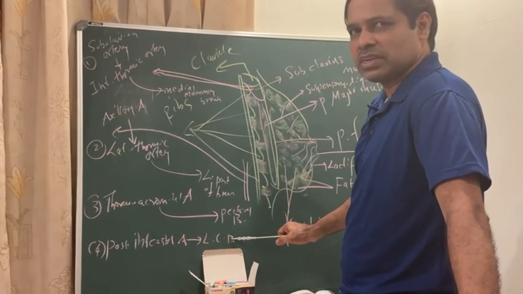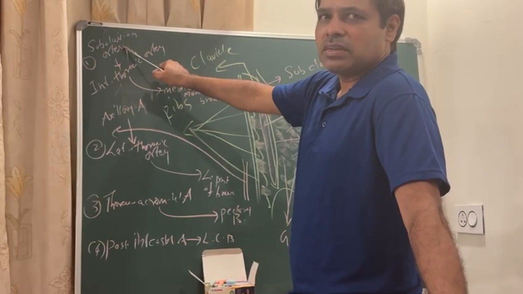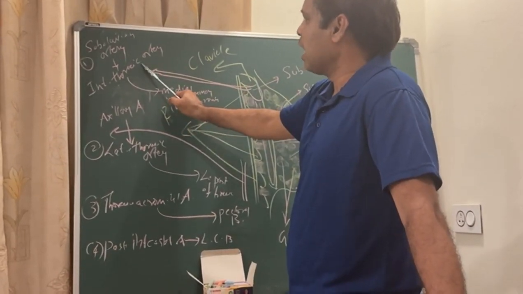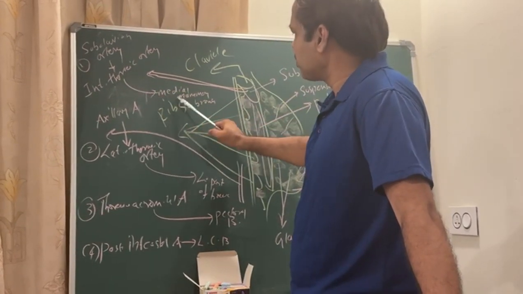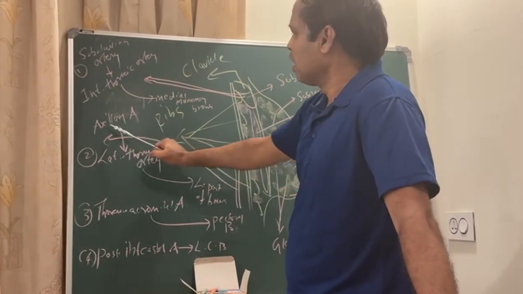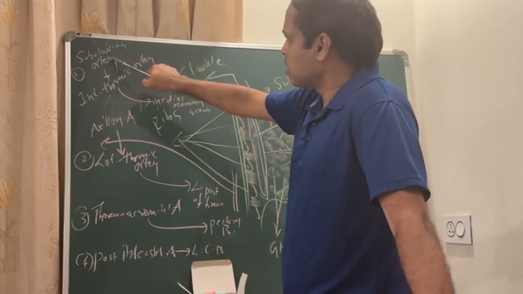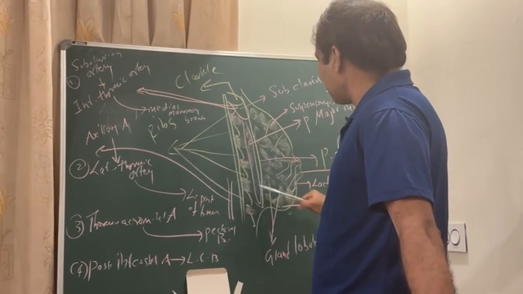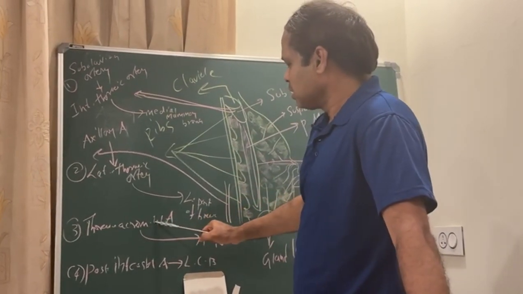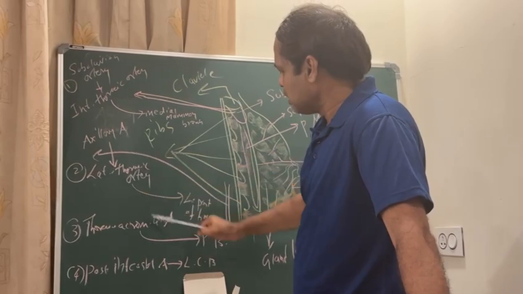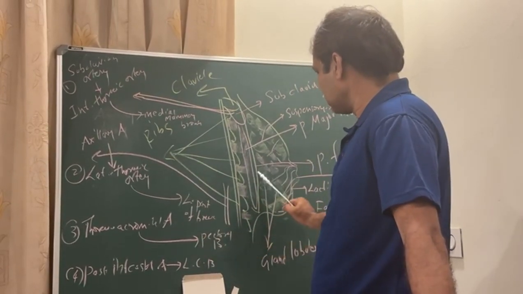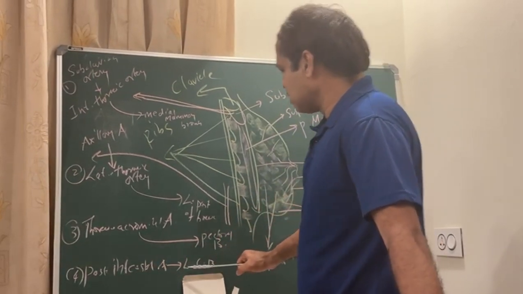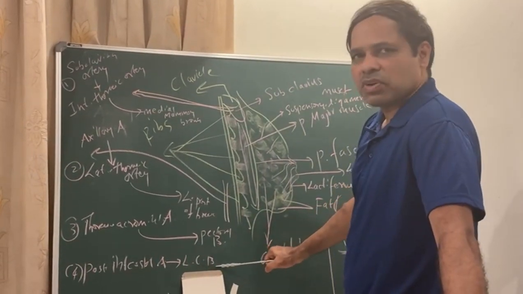I'll repeat once again. Blood supply: the subclavian artery, the artery below the clavicle, gives the internal thoracic artery, which gives the medial mammary branch that supplies the medial part of the breast. The axillary artery, a continuation of the subclavian artery, comes to the axilla and gives the lateral thoracic artery, which supplies the lateral part of the breast. The thoracoacromial artery, also a branch of the axillary artery, supplies the pectoral region branch. The last one is the posterior intercostal artery, which supplies the lateral cutaneous branch for the breast.